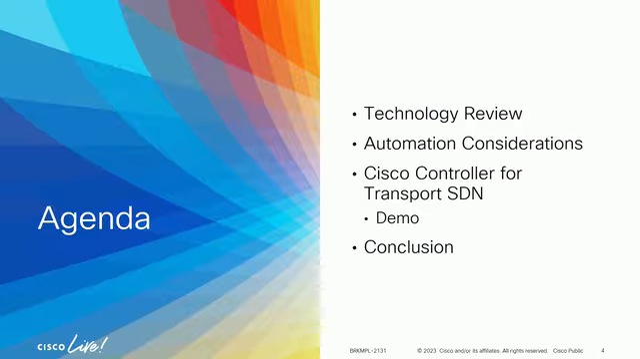After the little bit of technology review, we'll go into automation considerations. What's new in the automation field? Automation has always been talked about. What do we mean when we say SDN in this context? Then we'll switch to Cisco's controller for transport SDN. Again, I'll explain what that means. And we won't do a lot of slides at that point. We'll switch to a demo, and then we'll conclude.